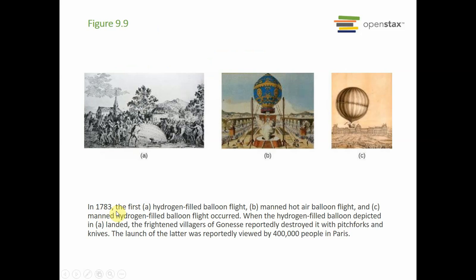In 1783, the first hydrogen-filled balloon flight, the first manned hot air balloon flight, and the first manned hydrogen-filled balloon flight occurred. When the hydrogen-filled balloon depicted in A landed, the frightened villagers of Gonesse reportedly destroyed it with pitchforks and knives.